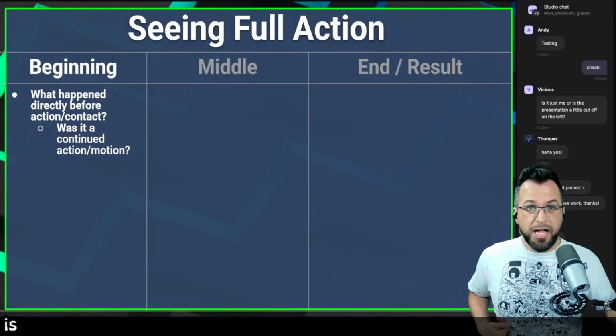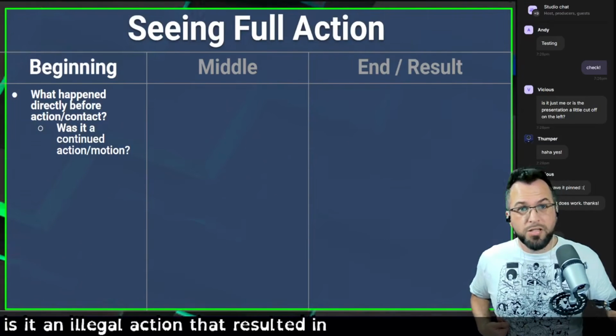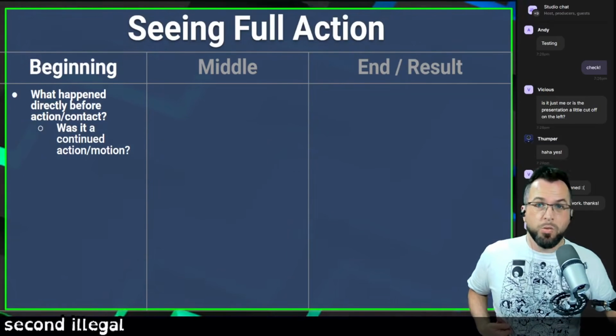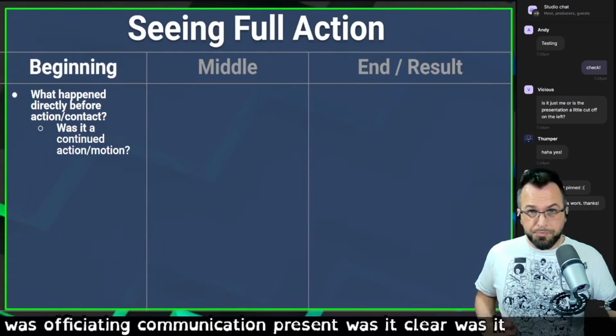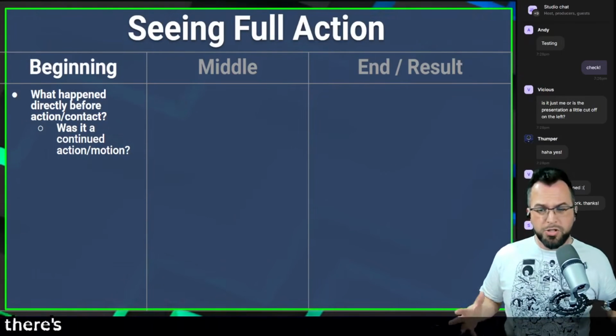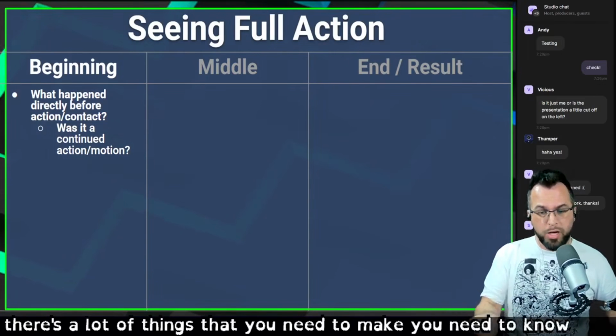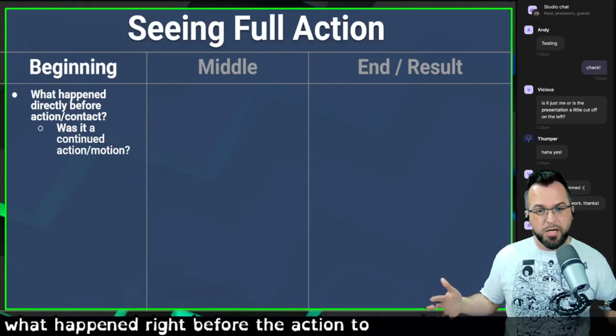Was it an illegal action that resulted in a domino effect, causing a second illegal action? Was officiating communication present? Was it clear? Was it necessary? There's a lot of things that you need to know happened right before the action to say whether that action ended up being legal or not.